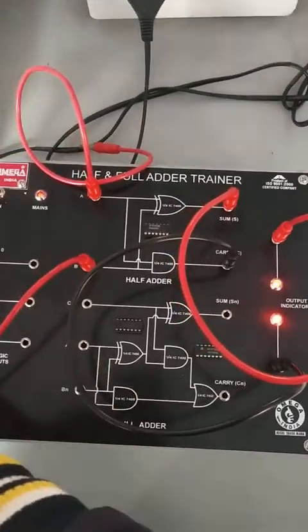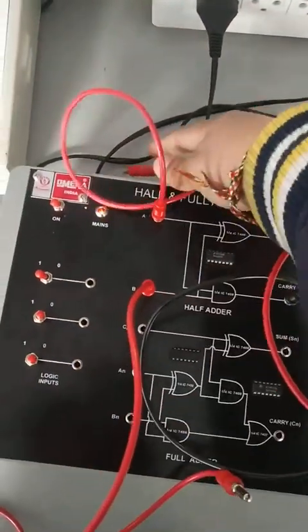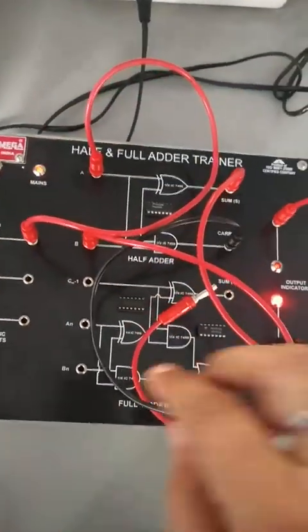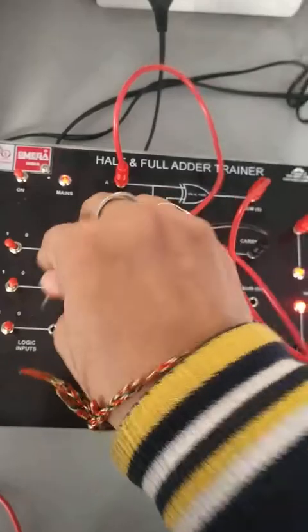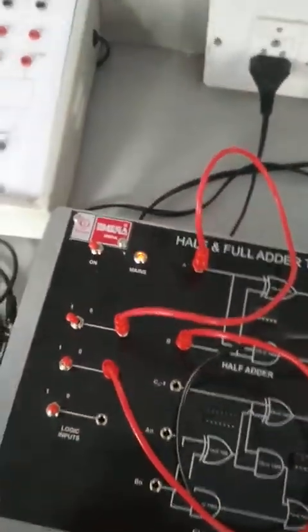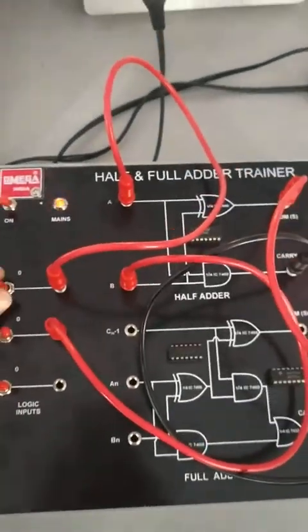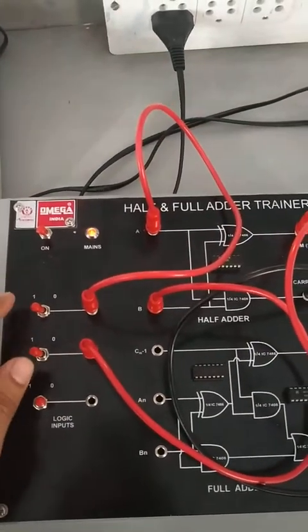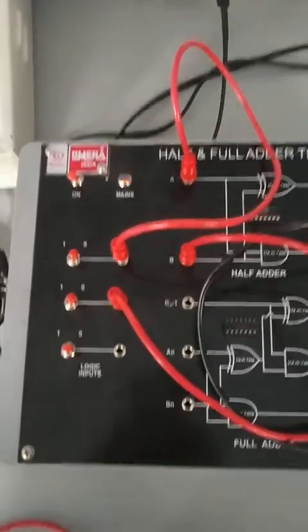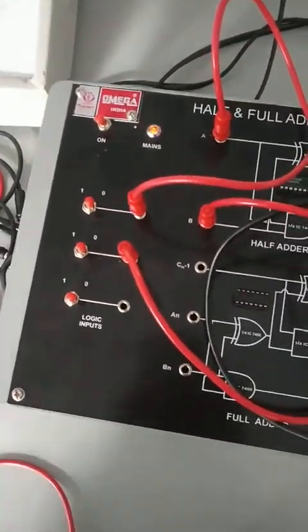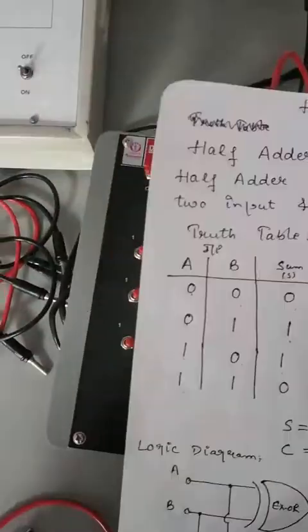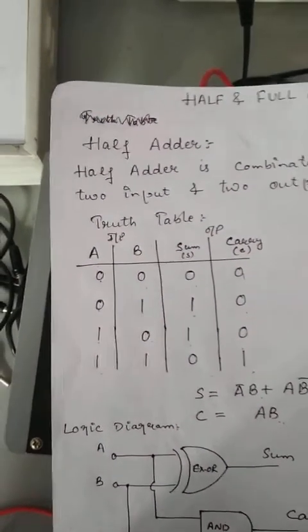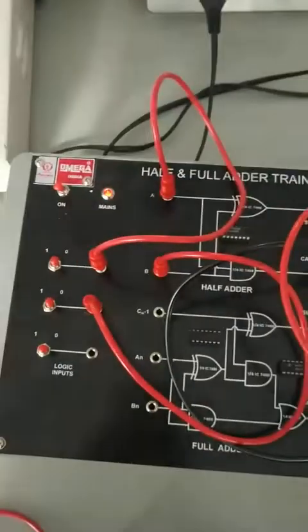After that, what values are given to A and B? From this knob you can make the input either 0 or 1, as per your inputs. First I will make both of these 0, because this is the truth table for your half adder. Now you have to verify this truth table.